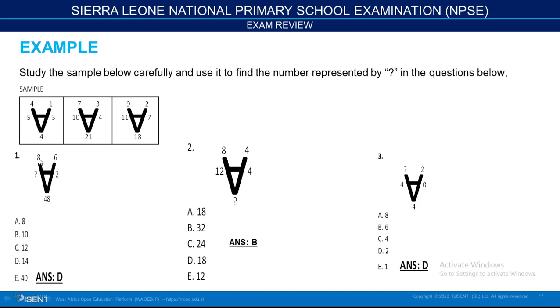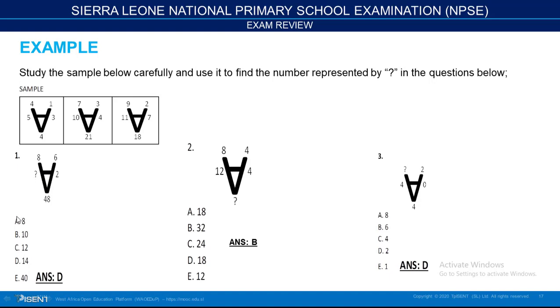8 plus 6 must give us something. Now 8 minus 6 gives us 2, correct? 8 times 6 gives us 48. So 8 plus 6 gives us 14, which means our answer that should take the place of this question mark is 14.